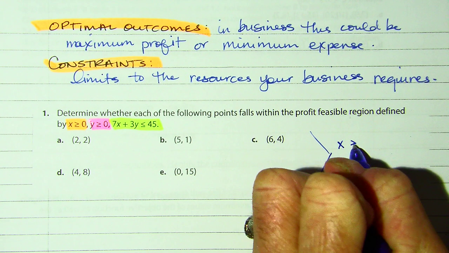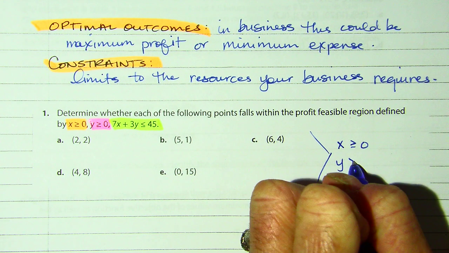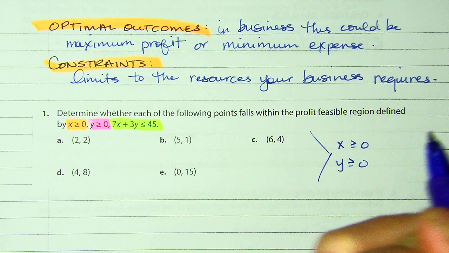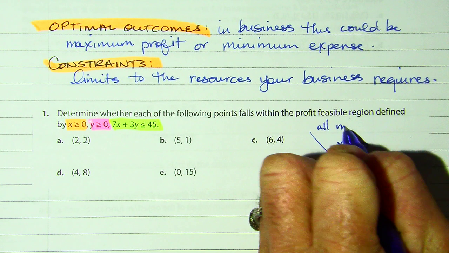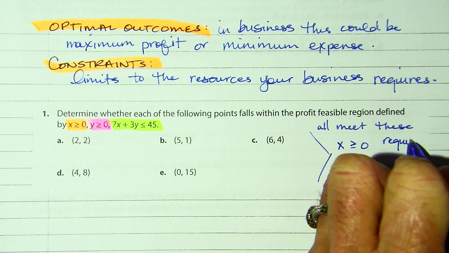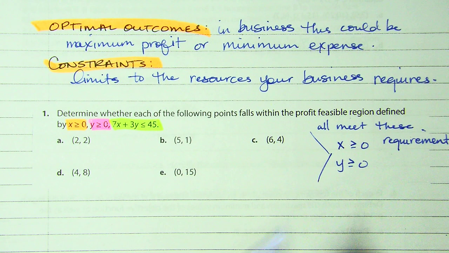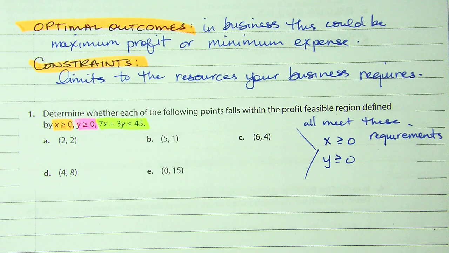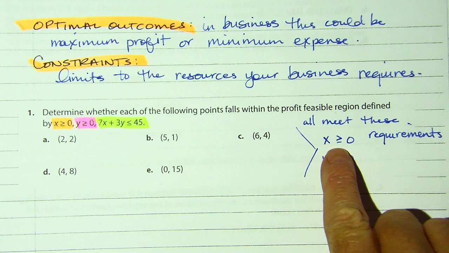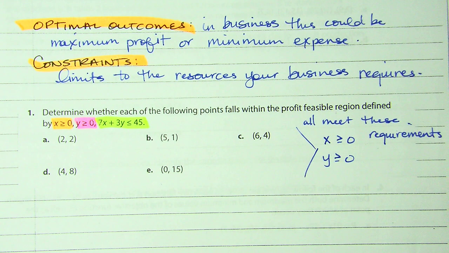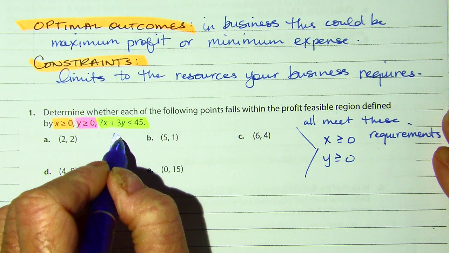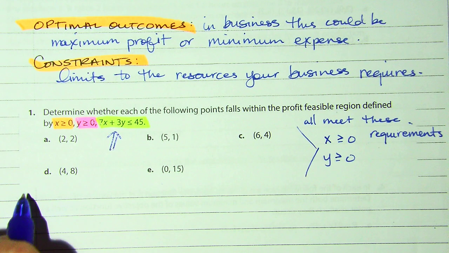Now looking at all of these, x is greater than or equal to 0. And y is also greater than or equal to 0. All of these meet this requirement. None of these are negative, right? That would have been the only case you can't have negative. This one includes a 0, but it does say it can be equal to. So the only one that I need to check is I need to check to see if they meet this one. So I'm going to start with part A.